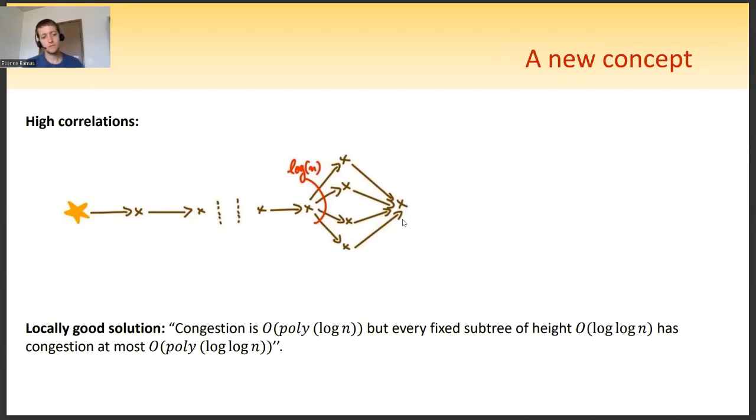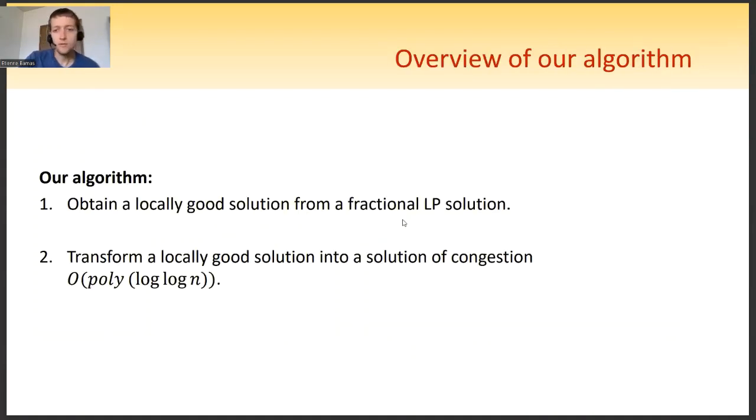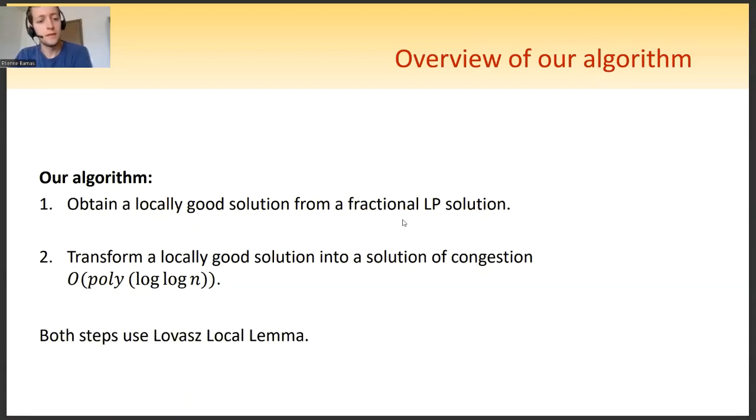So that new definition was kind of crucial to get rid of bad correlations. And now we can state our algorithm. Basically, we solve the same relaxation in quasi-polynomial time as previous works. And then from the fractional LP solution, we obtain a locally good solution. And then we transform a locally good solution into a solution of congestion polylog log n. And that's how we get our approximation ratio. And both steps use heavily Lovász local lemma.